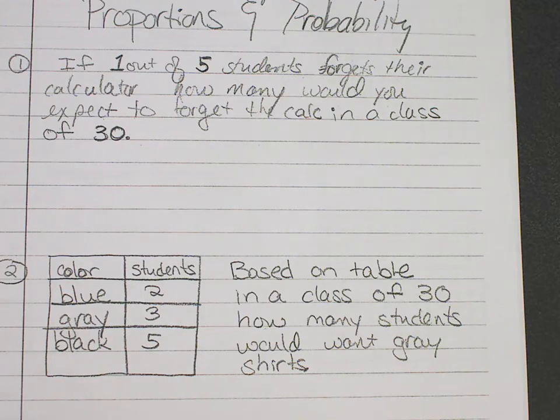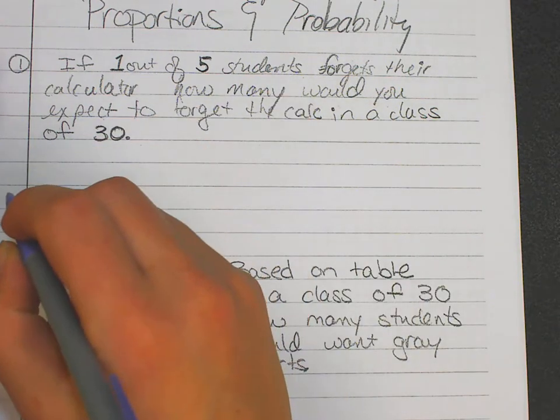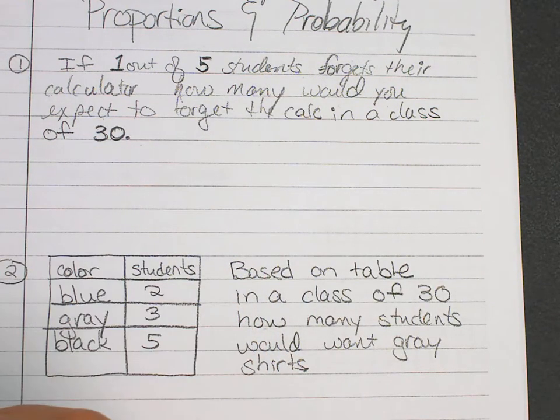So number 1 says, if 1 out of 5 students forgets their calculator, how many would you expect to forget the calc in a class of 30? 1 out of 5 sounds like a fraction. And I could write that down as a fraction, but I'm going to do every one of these questions with a different method. And then you can pick which method you like the best.